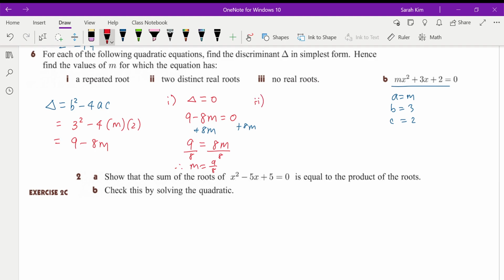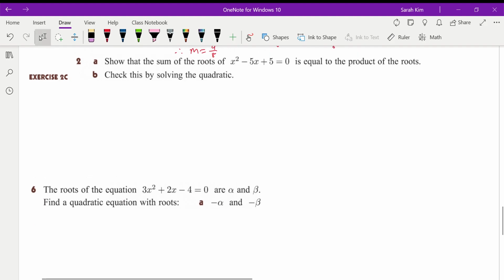For part ii, two distinct real roots, I need the discriminant greater than 0, so 9 take 8m is greater than 0. So when would that happen? 9 would be greater than 8m. And then I just divide by 8, so m is less than 9 over 8. That's when it would give it. No real roots is when the discriminant is less than 0, so 9 take 8m is less than 0. So I get 9 is less than 8m, divided by 8 on both sides, and then 9 over 8, there we go, m is greater than 9 over 8. So those are our answers.